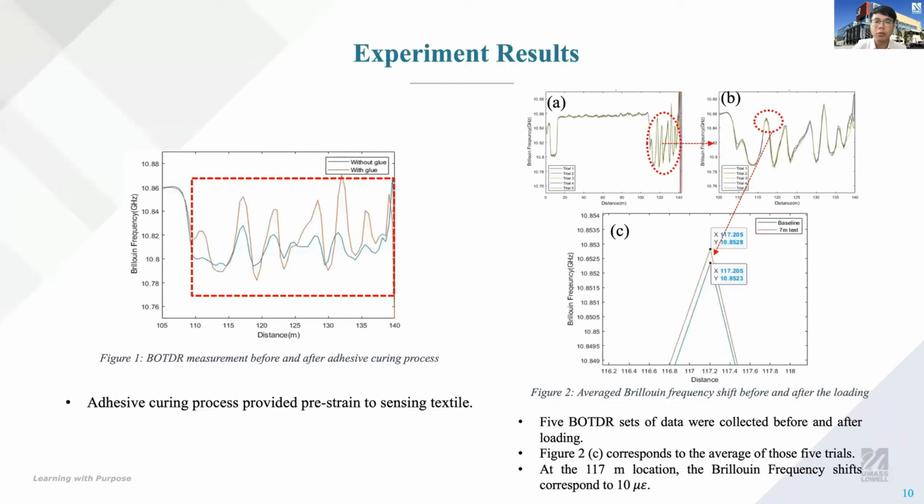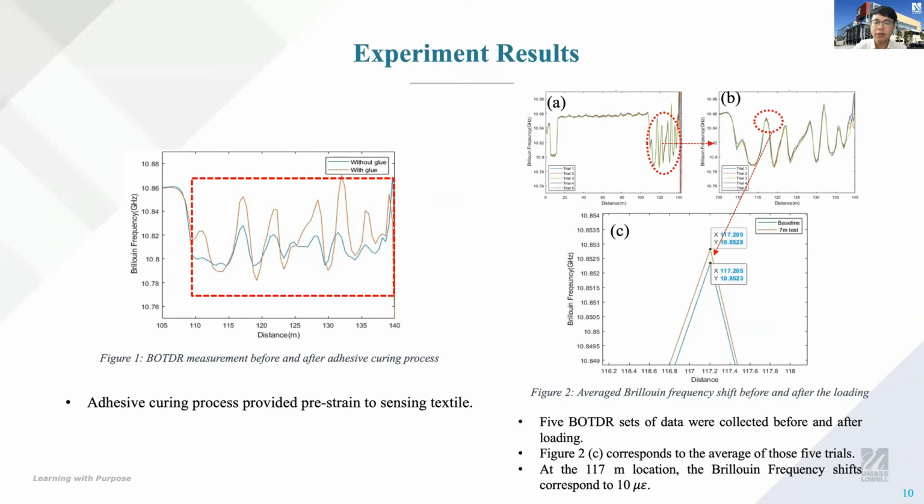Here's the experiment result. Figure 1 shows the data before and after the curing process. It is obvious that the curing provides a pre-strain to the textile. We took 5 times continuously collected data of the unloaded bridge as a baseline and did the same thing with the loaded bridge. We averaged those 5 trials of data and compared them with the baseline.